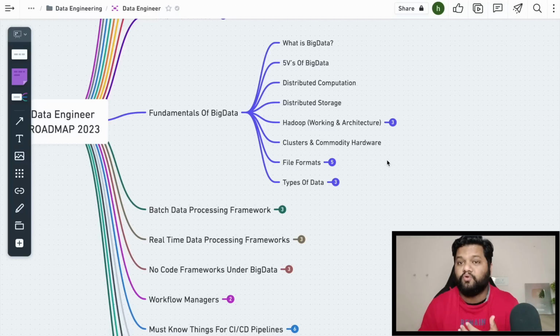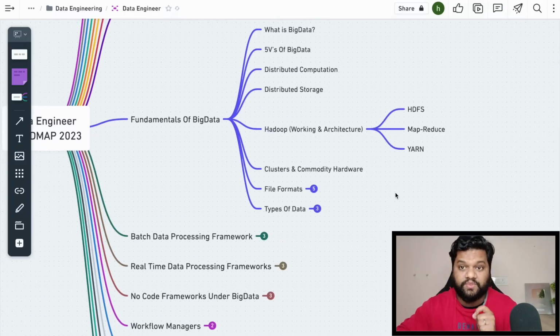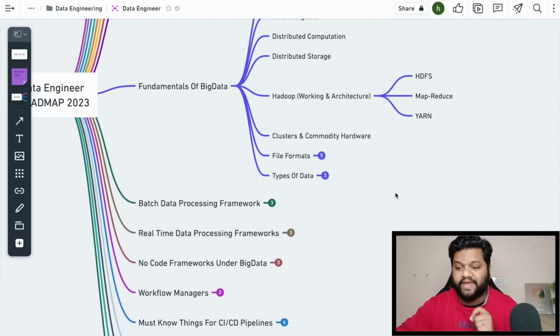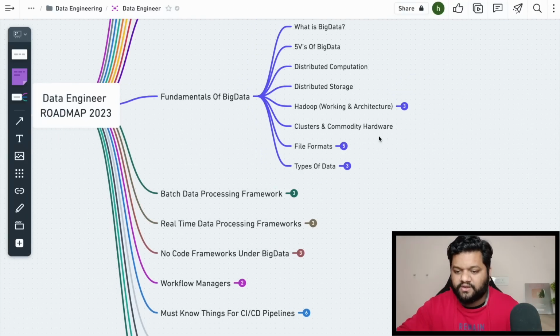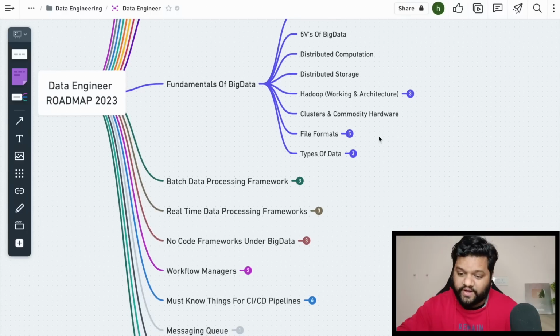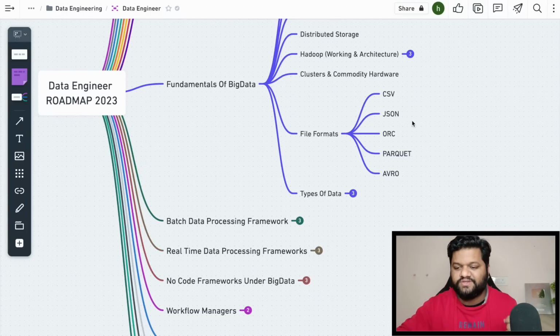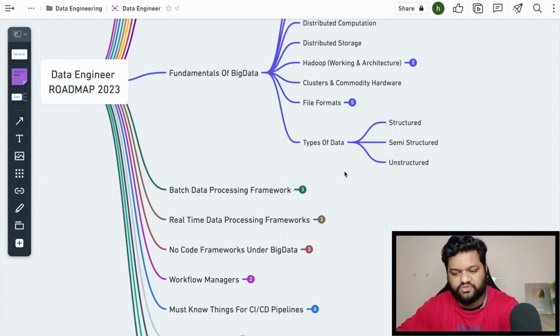Because we have much more improved and advanced distributed computation engines, but their base is definitely Hadoop. The methodology is definitely adopted from Hadoop. So you need to know its working and architecture in depth, every single segment of it, like HDFS, MapReduce and resource management like YARN. And then clusters and commodity hardware, file formats like CSV, JSON, ORC, Parquet, Avro, and types of data like structured, semi-structured, unstructured.